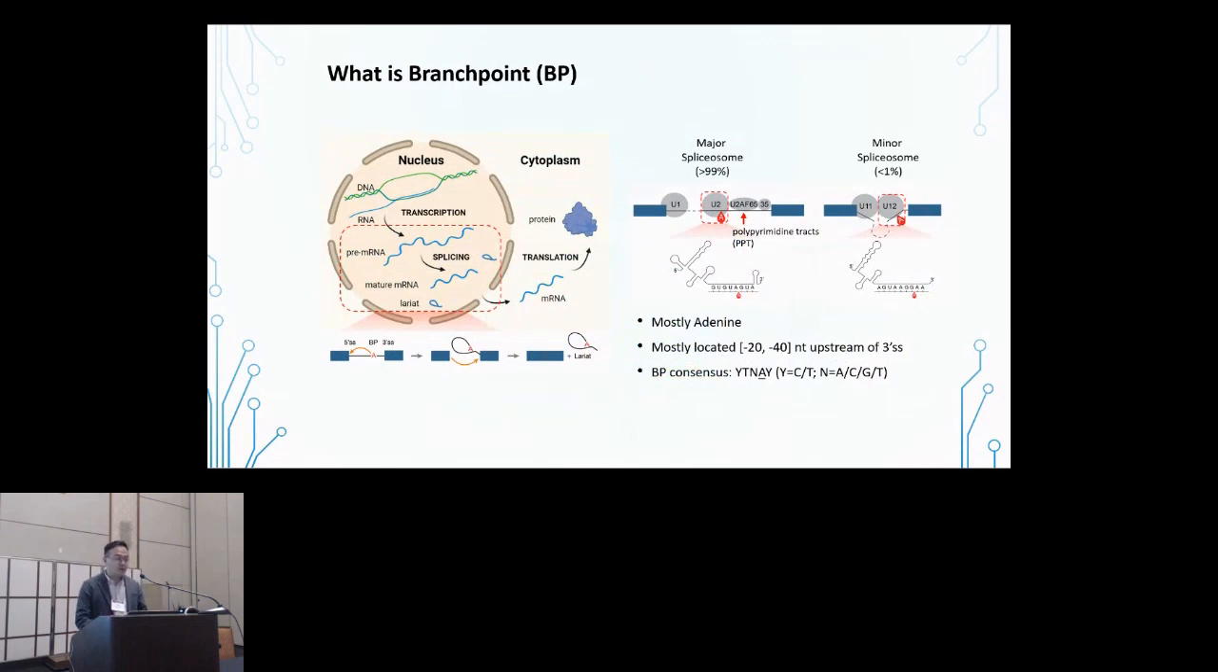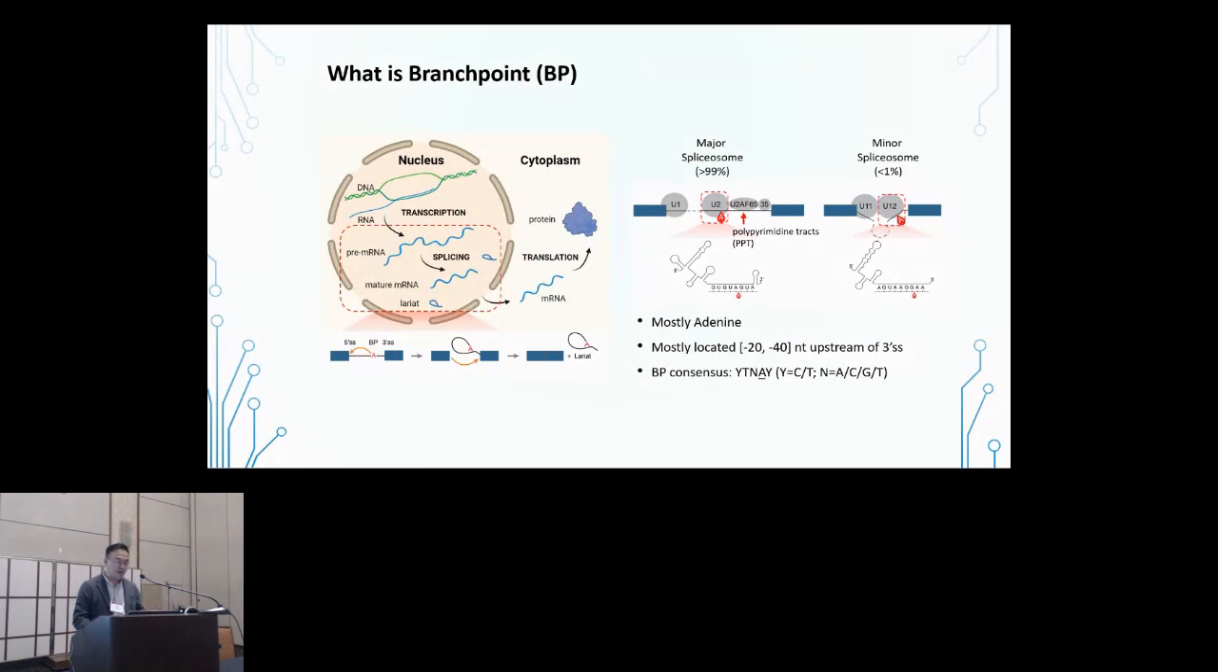We are focusing on the branch point. If you look at this schematic, you will see DNA to RNA to mature mRNA and to protein. When we have NGS data, it's from DNA. But the annotation is mostly based on the protein: missense, stop gain, frameshift. All of these are based on the big assumption that nothing is wrong in this process.